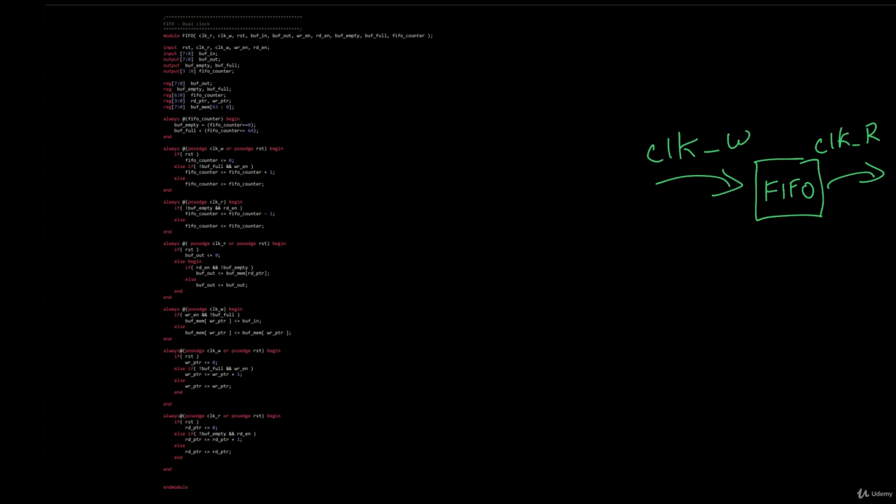There is no dependency between the two clocks, and you can have two different frequencies, say 17 kilohertz or 77 megahertz. So you can have any frequency reading and writing into the FIFO. So let's look at the code.